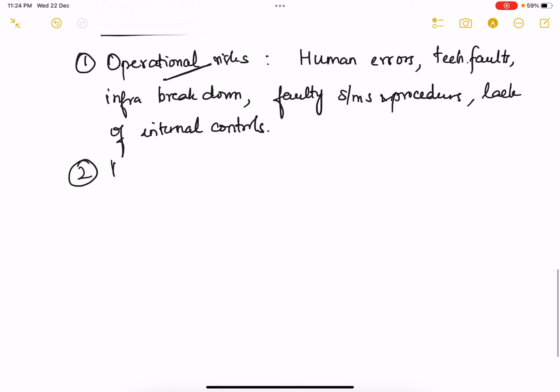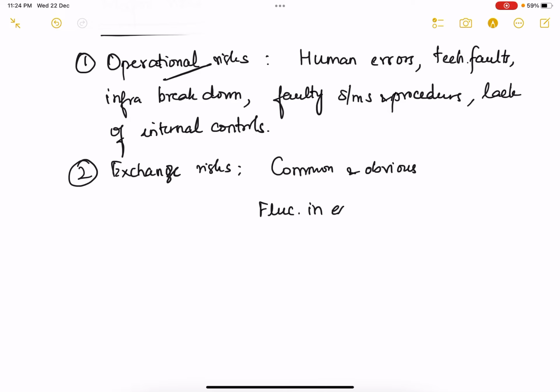And the second risk is exchange risk. So exchange risks are most common and obvious in foreign exchange markets. This exchange risk is mainly due to fluctuation in exchange rate and also due to mismatch in assets or liabilities and the receivables or payables.